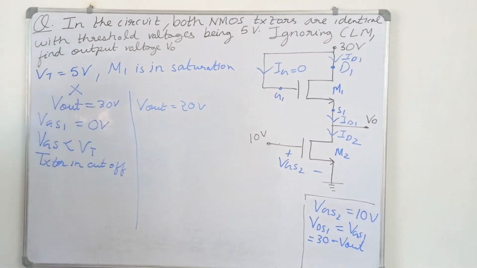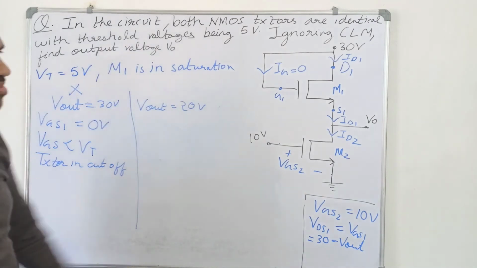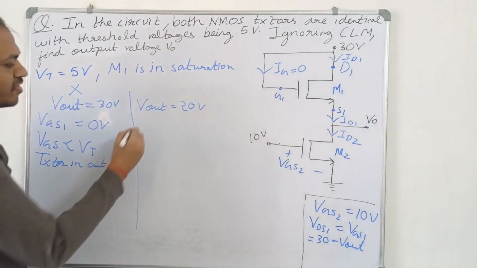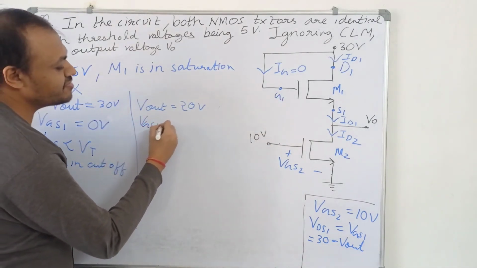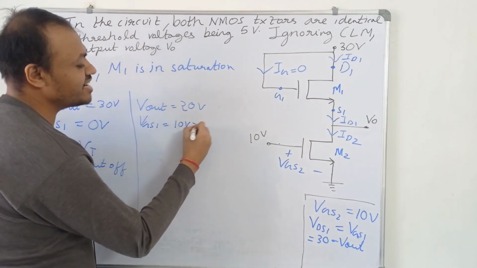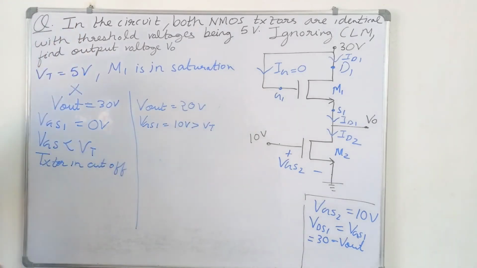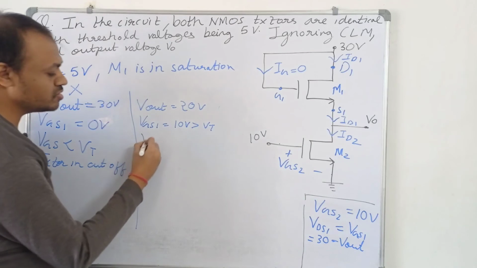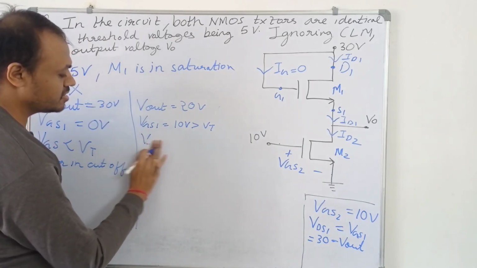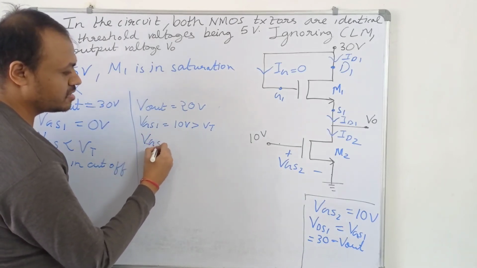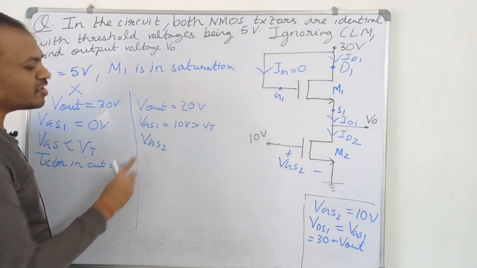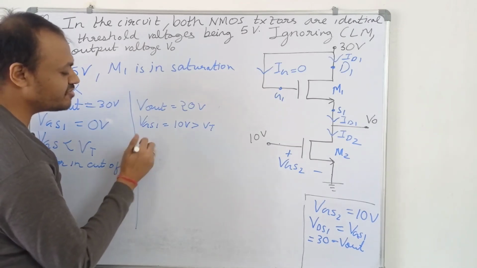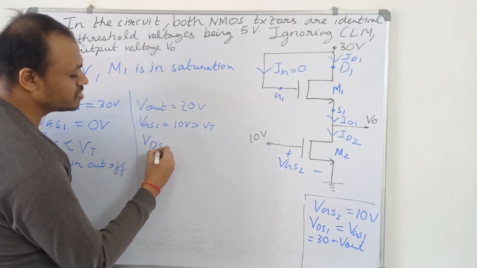Now let's check the second condition, Vout equal to 20 volt. If Vout is equal to 20 volt, then VGS1 will be equal to 10 volt, which is greater than VT. So this condition is satisfied. Now VGS2 will be 10 volt always. Let's check VDS2.